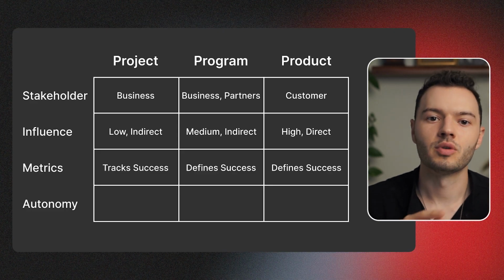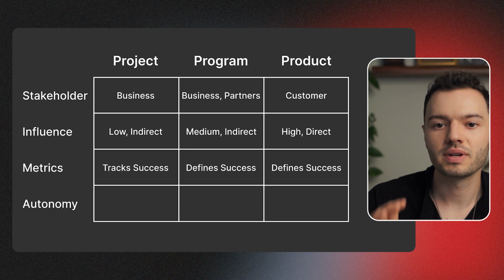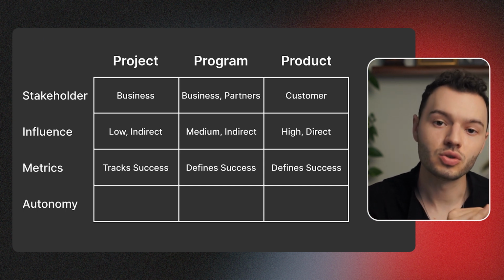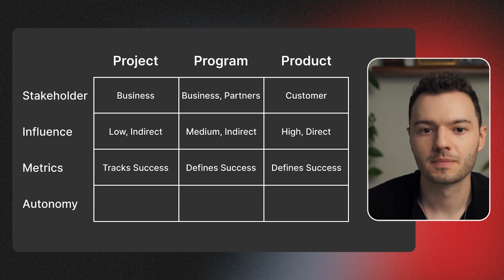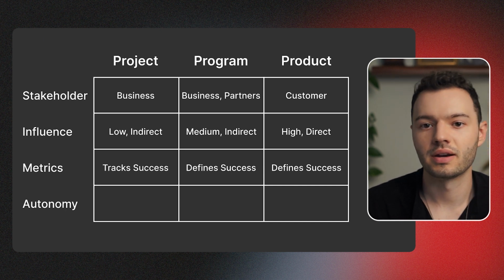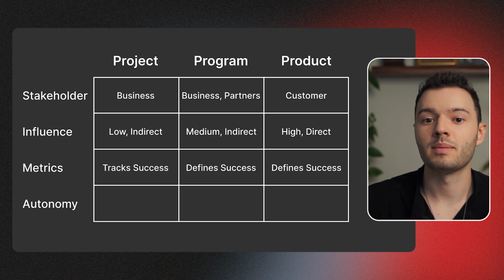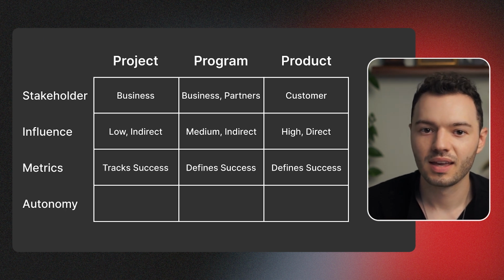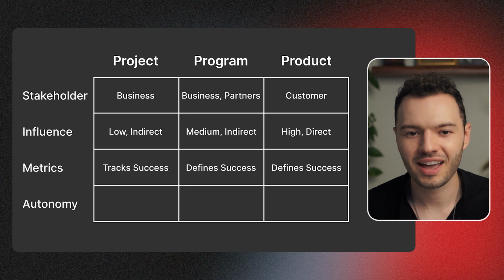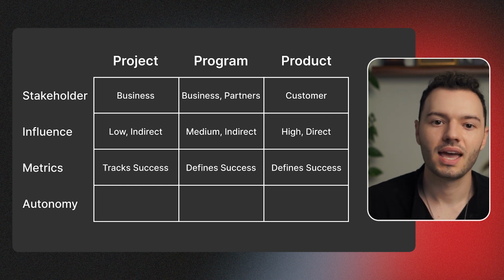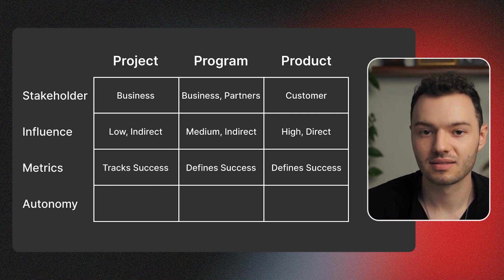The third aspect we have is the measures of success, which refers to how these roles define and track the success of what they focus on. Project managers report on progress toward pre-established goals. They typically do not define success metrics. Program managers, on the other hand, define and measure success of their initiative in support of a broader business outcome. And lastly, product managers define and measure success for their products and how the products drive the business.